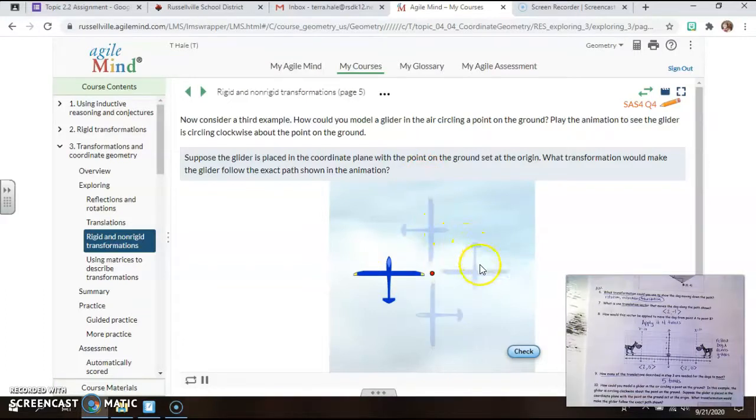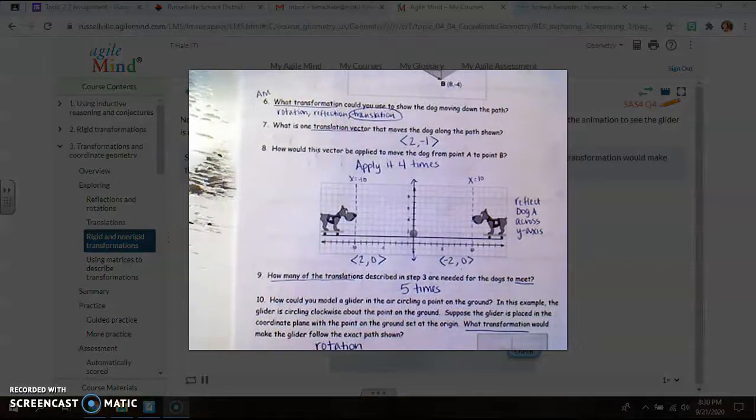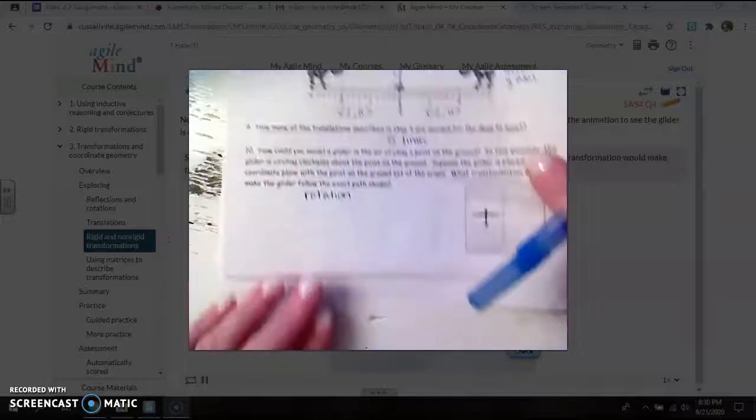Now, what transformation is occurring here? And remember, anytime we talk about what transformation, we're saying, is it a rotation, reflection, or translation? Well, this glider is turning, so we know that that is a rotation. So on number 10, what transformation would make the glider follow the exact path shown? It's a rotation. Anytime you describe a rotation, you need to tell how many degrees, what direction, and around what point. So let's talk about those 3 things in addition to rotation.